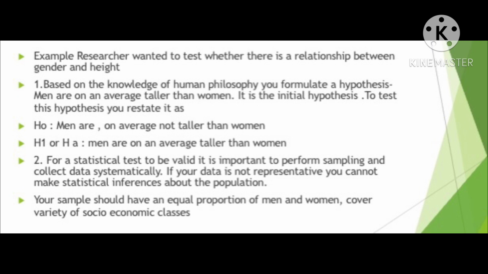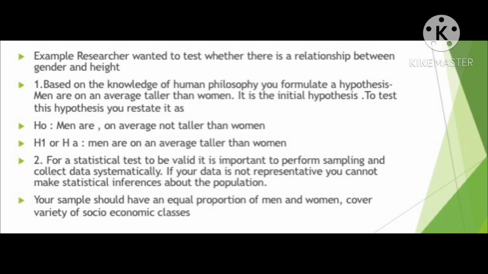Then, for a statistical test to be valid, it is important to perform the sampling and collect data systematically. If your data is not representative, you cannot make statistical inferences about the population. We cannot collect a few men from only one area and a few women from one particular part of the country. We cannot do that. Our sample should be representative of the entire population. We have to finalize the scope of our study. Maybe we are doing this particular study in only one country. In that case, we have to collect the sample from different states, and the number of women and men we are collecting should be equal.